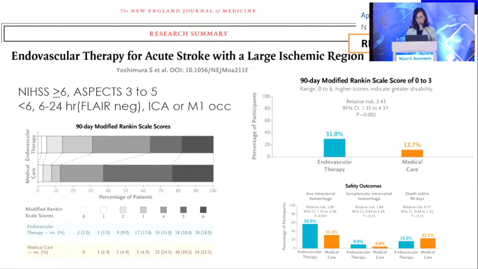This is the RESCUE-Japan LIMIT study, which was done in Japan. They had patients with ASPECTS between 3 to 5 within 6 hours, and another group 6 to 24 hours. It was found that in this group of patients, even though the ASPECTS is low, you can still benefit from endovascular treatment, although there's a slightly higher risk of hemorrhage in the treatment group.